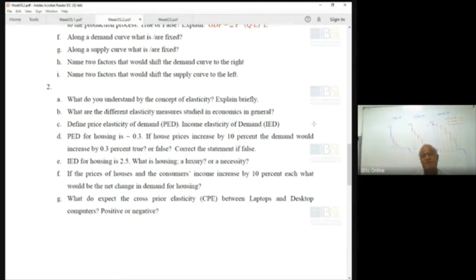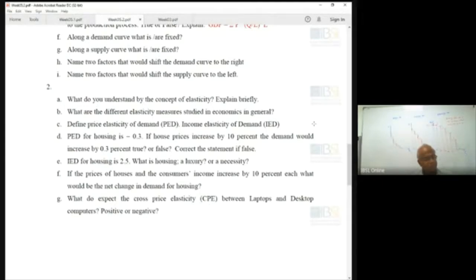Read part F. If the prices of houses and the consumer income increase by 10% each, house price increased by 10%, consumers' income increased by 10%. What would be the net change in demand for housing?